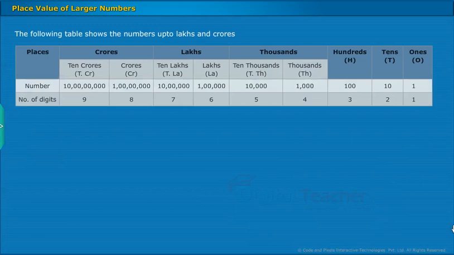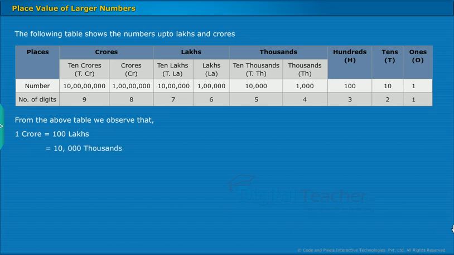The following table shows the numbers up to lakhs and crores. From the above table, we observe that 1 crore is equal to 100 lakhs, which is in turn equal to 10,000 thousands. 1 lakh is equal to 100 thousands, which is equal to 1,000 hundreds.